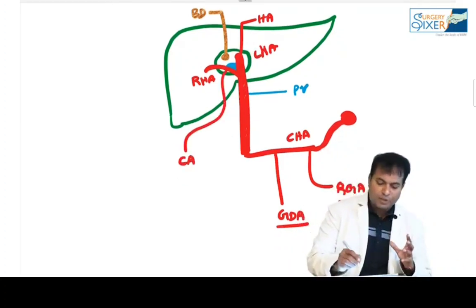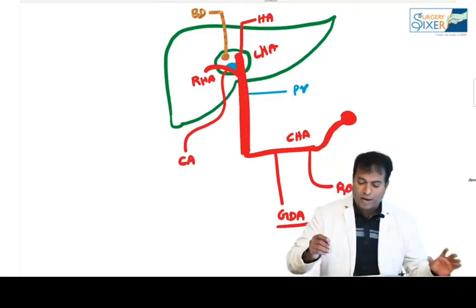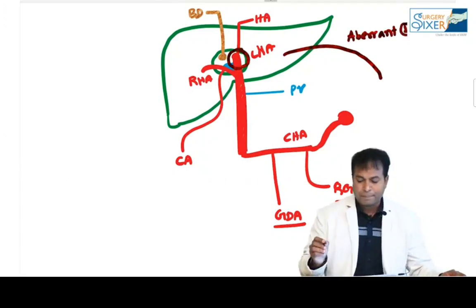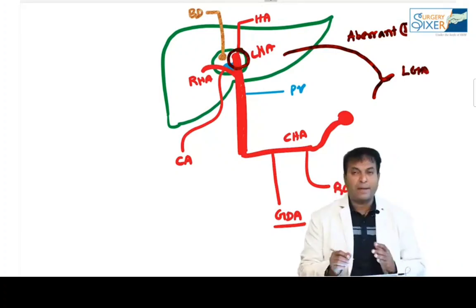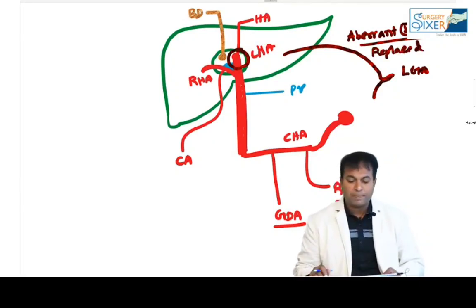Now there is a high yield MCQ for institute exams. The arterial anatomy is highly variable. Not only the bile duct anatomy is variable, the arterial anatomy is also highly variable. Sometimes the left hepatic artery may be aberrant or abnormal. Aberrant left hepatic artery comes from where? It comes from the left gastric artery. Please don't forget this point. Aberrant, or sometimes replaced, left hepatic artery comes from the left gastric artery.